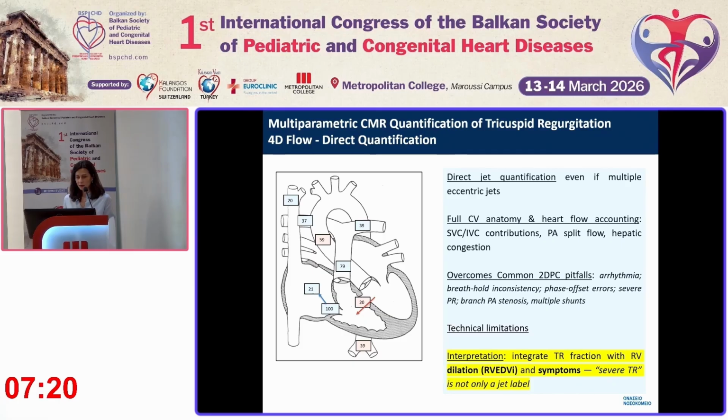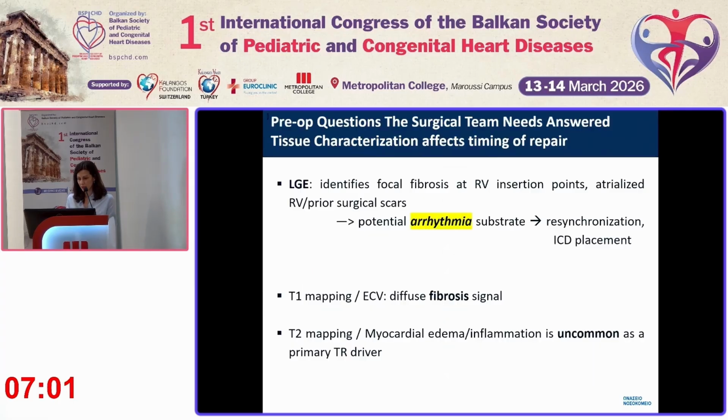Important to note that numbers are always just numbers, and interpretations should incorporate findings and symptoms. And occasionally we find severe TR that has to do with respiratory variation, for example, and we cannot just call it by the jet label. It's also a combination with the whole picture and the patient's clinical presentation.